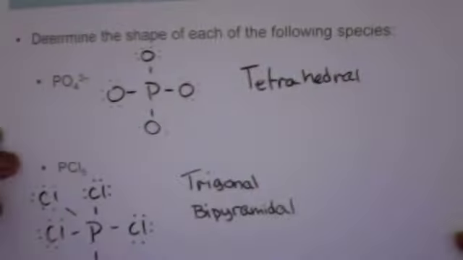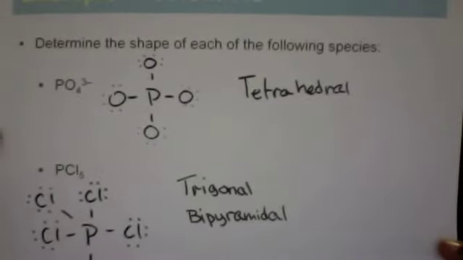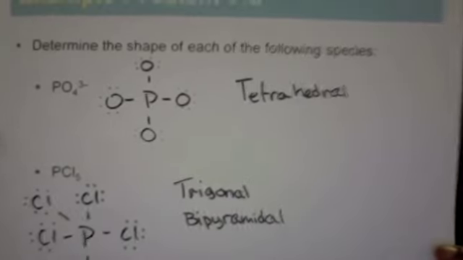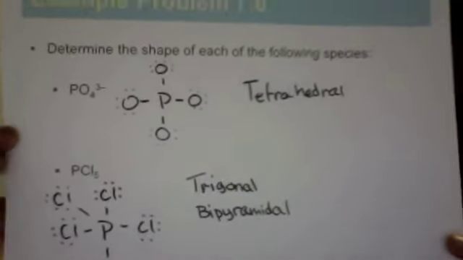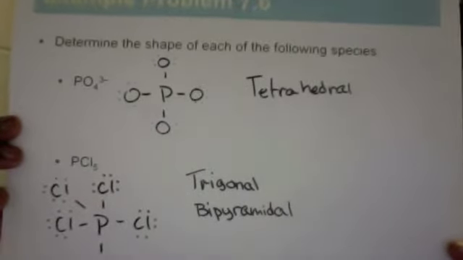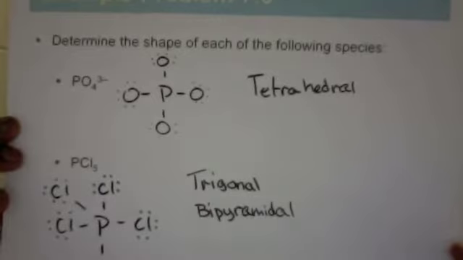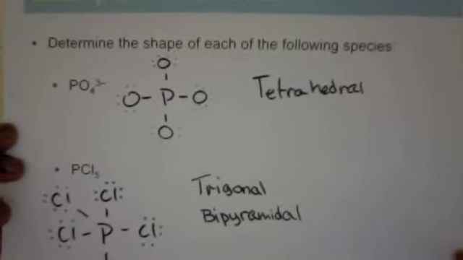So this is just showing 2 more. We have PO4 3 minus, and PCl5. So you can see the Lewis structures again. And looking at those different tables, you go by the Lewis structure, and depending on the number of electron pairs and the number of lone pairs, you're able to determine which shape it will come out to.